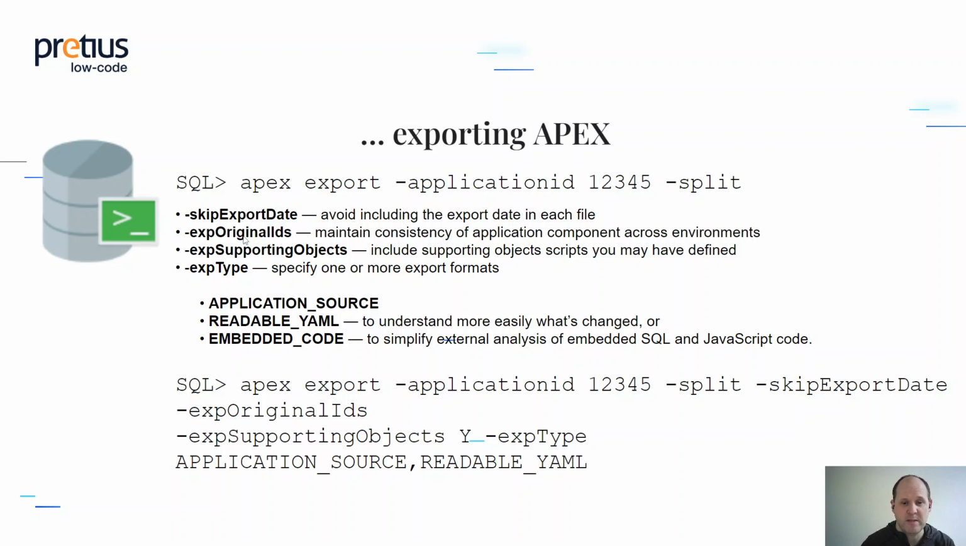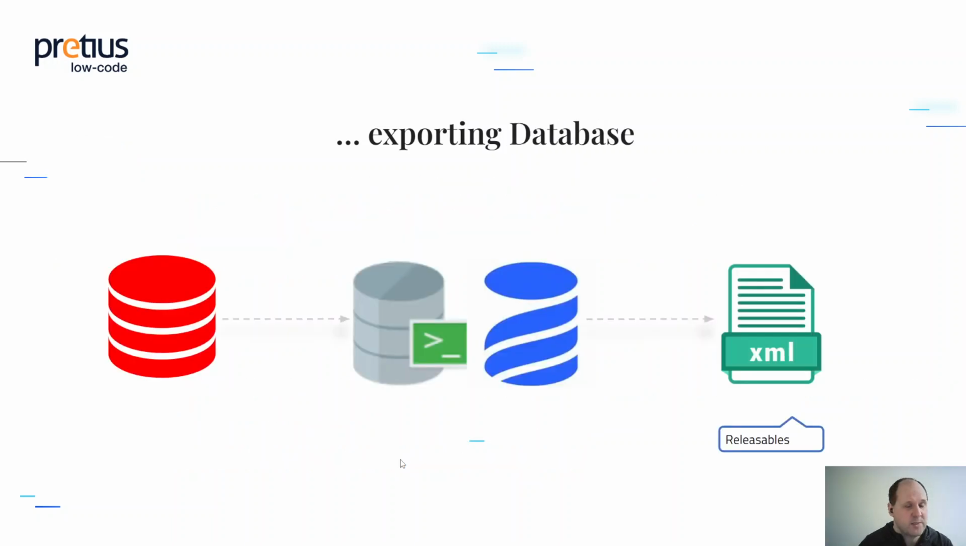If you want to maintain consistency of your application component IDs across different environments, use the original IDs. Export supporting objects, occasionally I will use this. And then you can export types. So obviously you want to export the source, but you can also have readable YAML, and all this embedded code in different folders. The white paper gives you the exact code to run here, apex export, application ID, with all those things there. When it comes to the database, we're also going to use SQLcl.